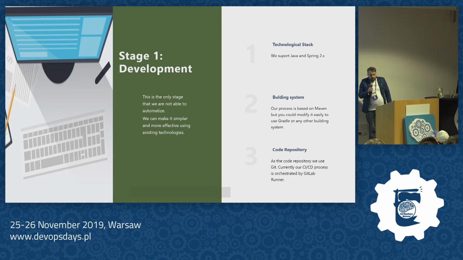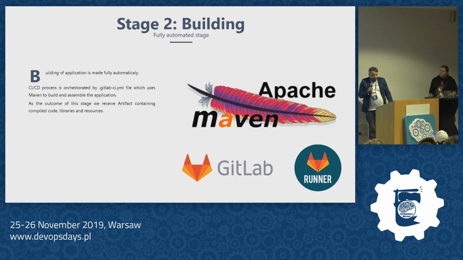We can support it through a variety of tools. We do it in Java and Spring 2. Our building system is based on Maven, and the CI/CD is orchestrated by GitLab Runner. Second stage is building. This is fully automated thing. Just at the end, if you are interested in other stages and things like that, I invite you to Katowice at the beginning of the year. I have a presentation and technical workshop about this issue. Thank you very much.